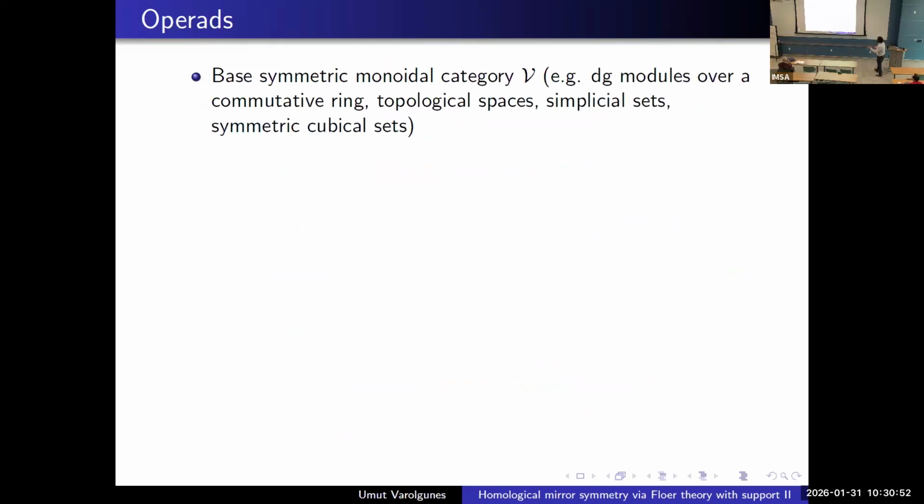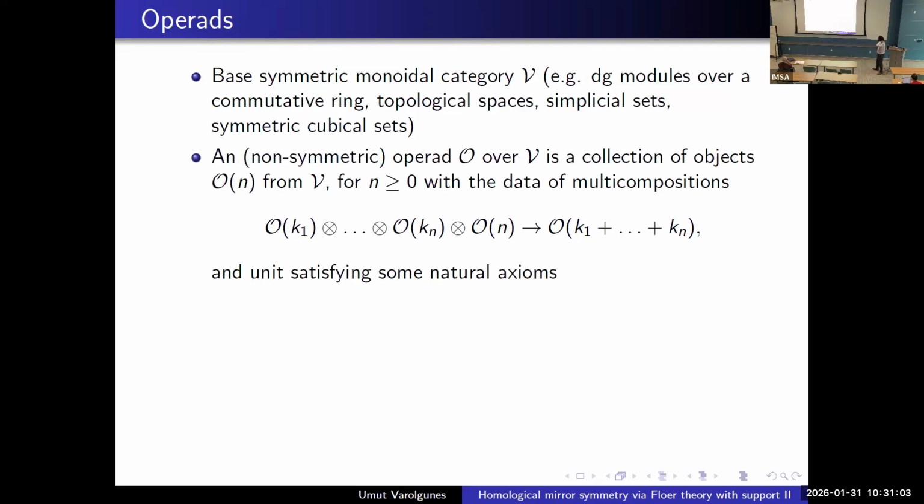Okay, so some basic stuff about operads: fix a base symmetric monoidal category. You can think of chain complexes if you want, or maybe simplicial sets. An operad has this kind of multi-composition structure. If you don't know what an operad is, then I'm not going to be able to teach it to you in five seconds, so hopefully I'm just reminding you what kind of data it needs. It has spaces for every natural number, and then you have this multi-composition.